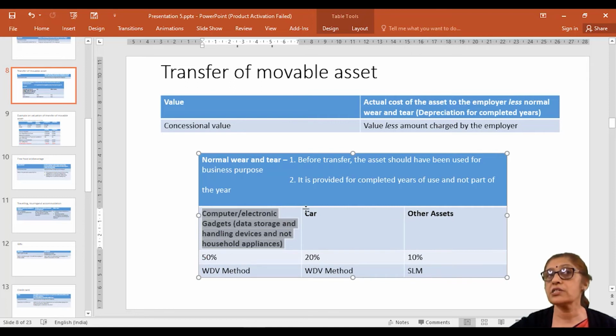If the asset transferred is car, the method is again written down value, the rate is 20%. And if the asset transferred is other than this, household appliances, you have a microwave, you have a washing machine, there is a fridge. Now see, here computer is taxable. Transfer of computer is taxable, but use of computer is exempt. Be careful. For other assets, rate is 10%, method is straight line method, SLM. So SLM is the method, straight line method, but rate is 10%.